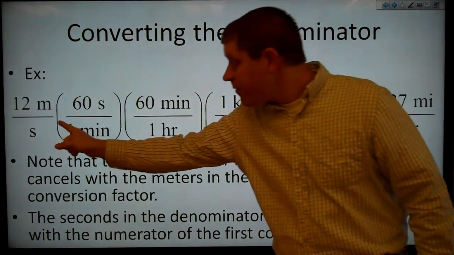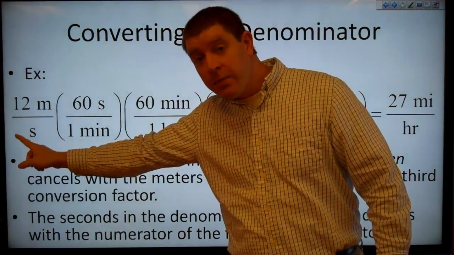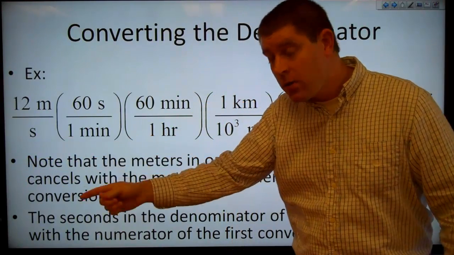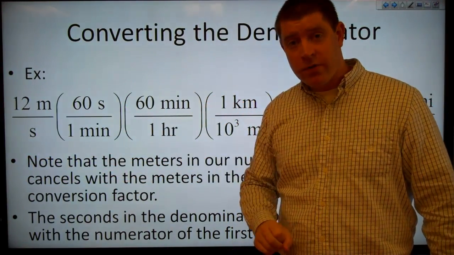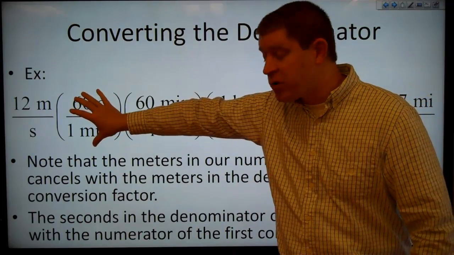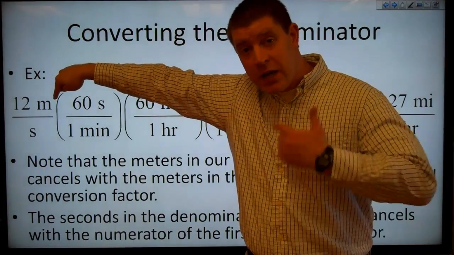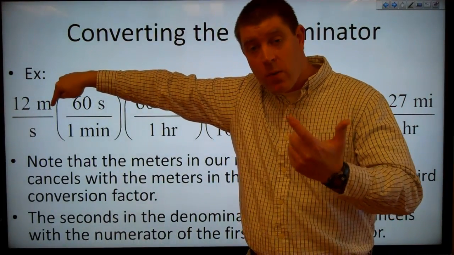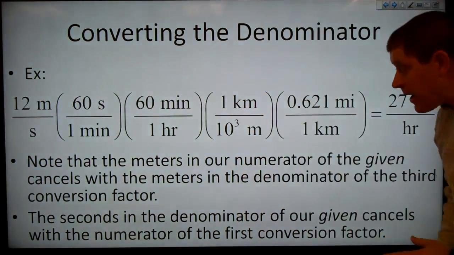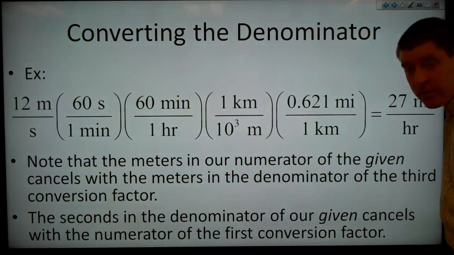So if we have a unit on the bottom in our given that we want to cancel, we need to put it on the top of a conversion factor. It doesn't have to be the first conversion factor, it could be over here somewhere. And if we have a unit on the top of our given that we want to cancel, we need to put it on the bottom of some other conversion factor, and that's what we've done there.